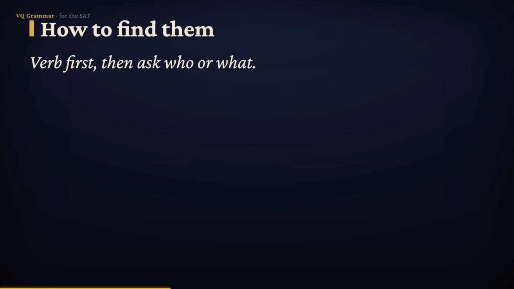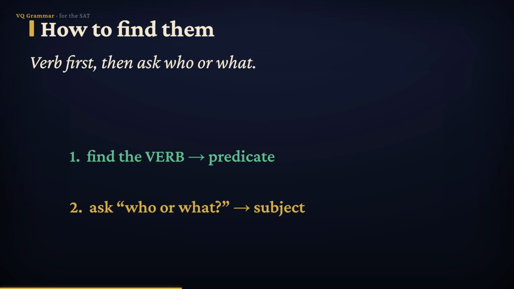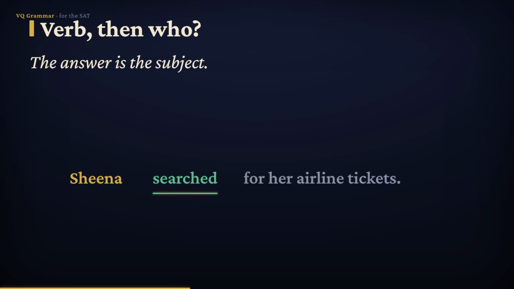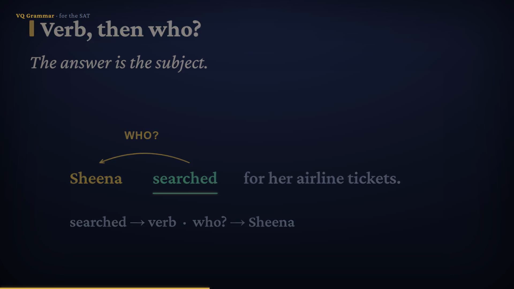Here's a reliable way to find both parts. First, find the verb. That's your simple predicate. Then ask who or what is doing that verb, and the answer is your subject. Try it. Sheena searched for her airline tickets. The verb is searched. There's the predicate. Now ask who searched. Sheena. There's your subject. Verb first, then the who or what question. It works every single time.